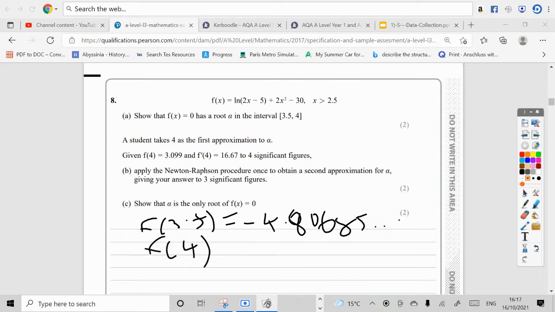And then we need f of 4 as well. So let's hop back straight into the calculator. Substitute in 4, and funnily enough, you do get 3.0986.